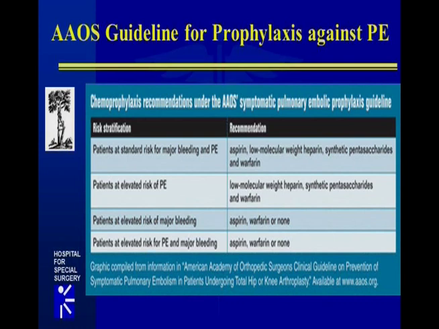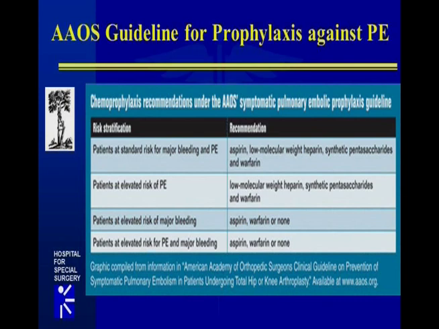And what they found was they divided these patients into four different groups. Patients at standard risk for major bleeding and pulmonary embolism could in fact have aspirin, low molecular weight heparin, synthetic pentasaccharides, and warfarin. So the surgeon got to make the appropriate decision. Patients at elevated risk of pulmonary embolism could have low molecular weight heparin, synthetic pentasaccharides, and warfarin. So there, if they were at elevated risk of pulmonary embolism, aspirin was eliminated as a choice.